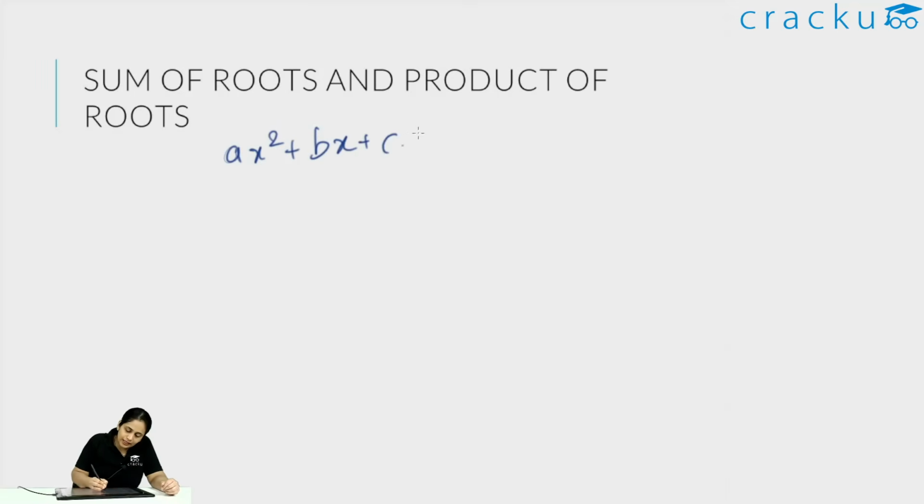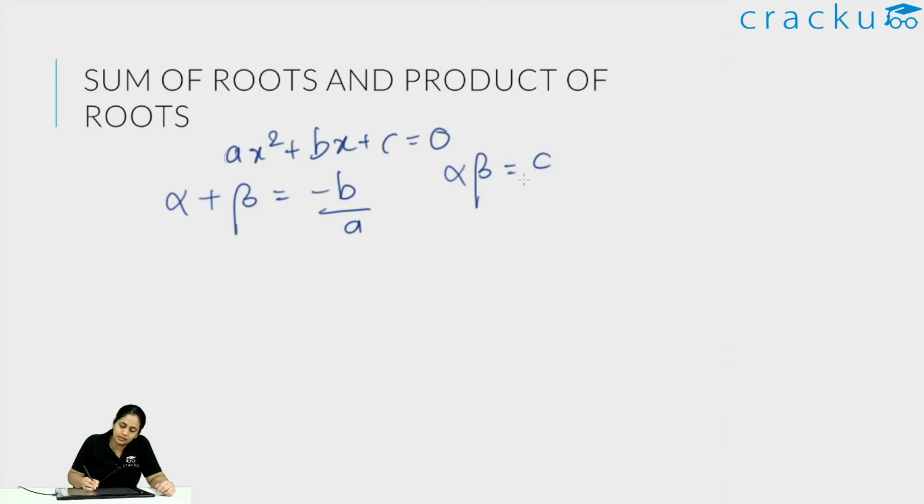Now another algebraic property that is used fairly often, firstly mostly as part of quadratic equations, but in case of all polynomial equations, is the sum of roots and product of roots. So consider your normal quadratic equation: you have, say, ax square plus bx plus c equal to 0. So what is the sum of the roots? Suppose the roots are alpha and beta. Alpha plus beta is equal to minus b by a. Now what is the product of the roots? The product of the roots, alpha beta, is equal to c by a.